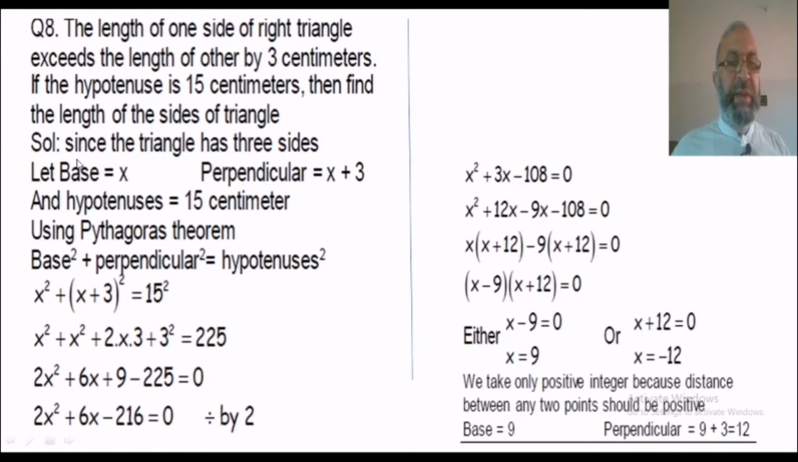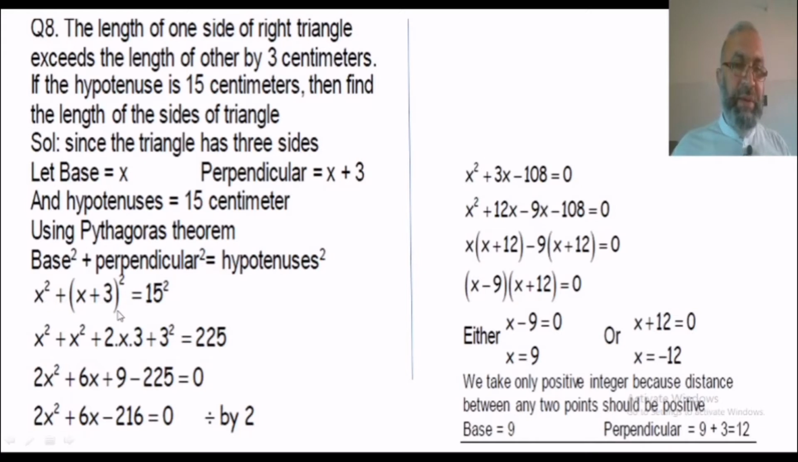So we can exchange any one of these two sides by x and x plus 3. Because the hypotenuse is given, it is always greater, so that is fixed. So using this formula, base square plus perpendicular square is equal to hypotenuse square, and we form the equation according to the condition.